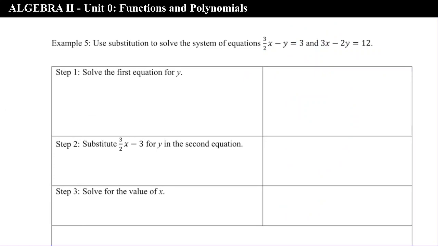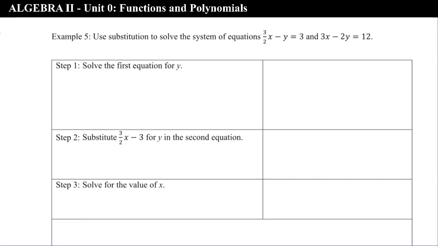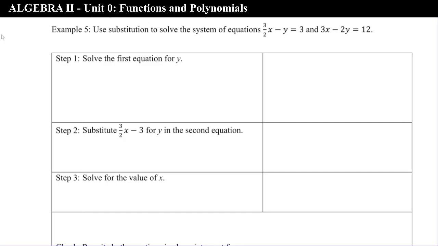All right, moving on to another example of this. Let's use substitution to solve this system of equations. So, let's solve the first equation for y. So we have 3/2 x minus y equals 3. Well, we can subtract 3/2 x from each side.